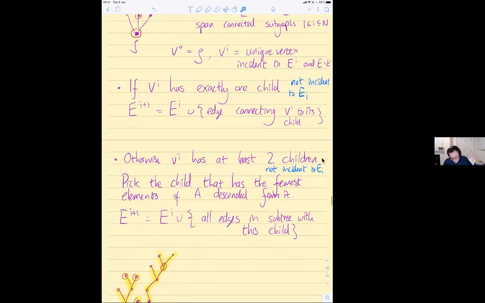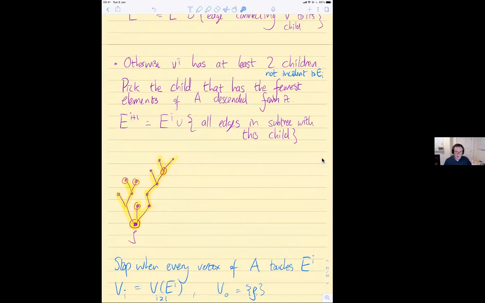Okay? Otherwise, this boundary vertex has at least two children which are not incident to E_i. Okay, so what we do in that case is we pick the child that has the fewest elements of A descended from it, and then we form E_{i+1} by adding in all the edges in this subtree that's descended from that vertex. Okay. So it's hopefully clear by induction that this is going to have this property that E_i and its complement are always connected. Okay.